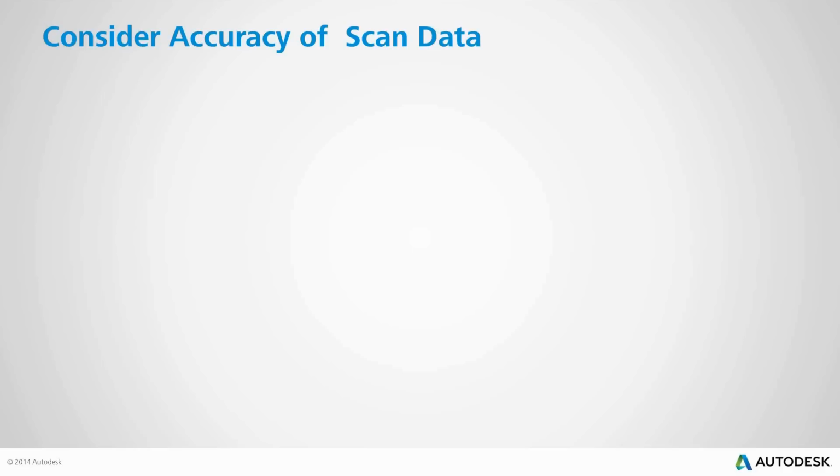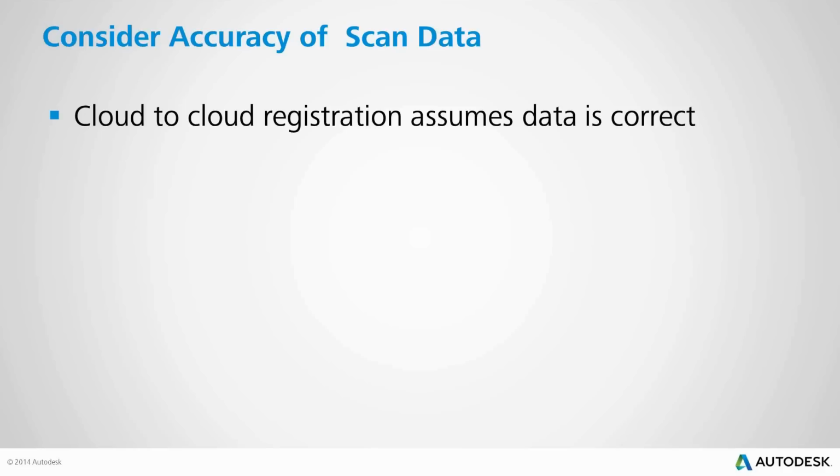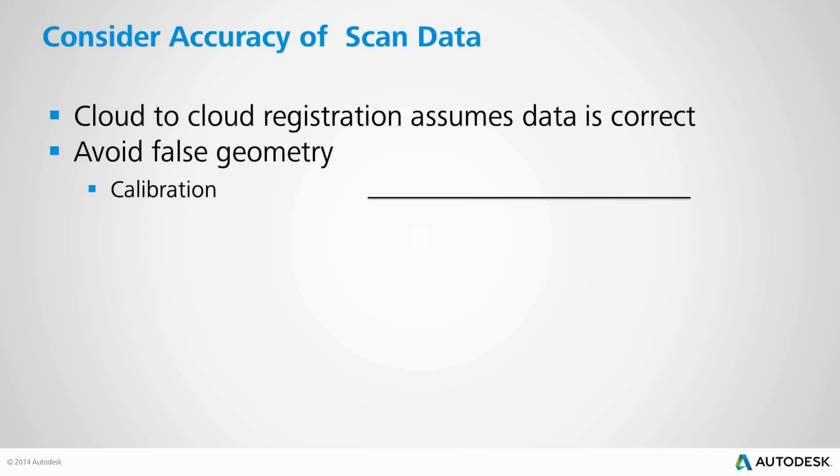Okay, so we also want to consider the accuracy of the data. With cloud-to-cloud based techniques, we have to assume that the data we're bringing in is correct. Because of that, we want to avoid false geometry that might be introduced. Calibration can be one of the places where this is a problem. When you're scanning a nice flat, straight surface and the calibration goes, you start to see waves in the data as the mirrors of the scanner get misaligned.